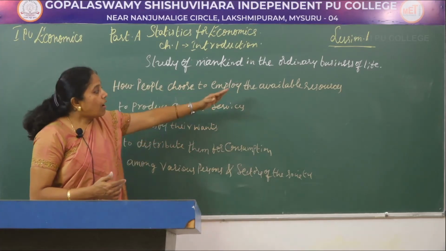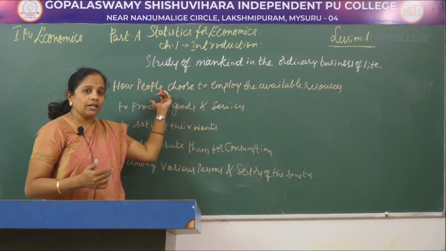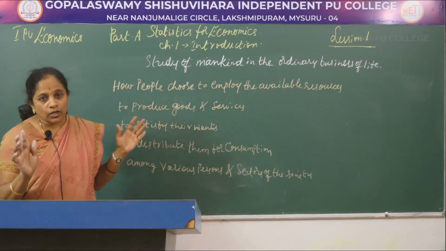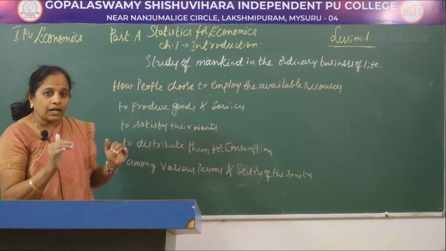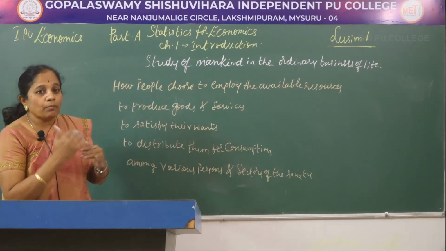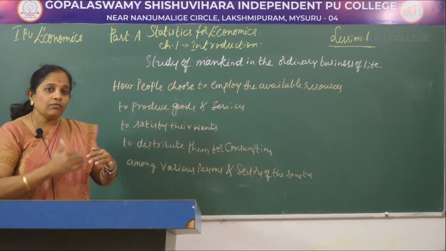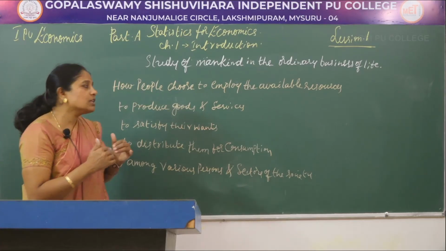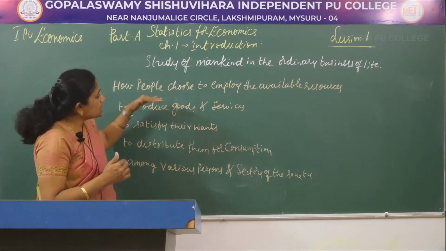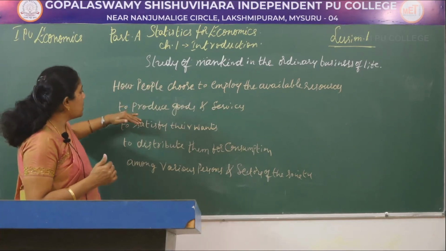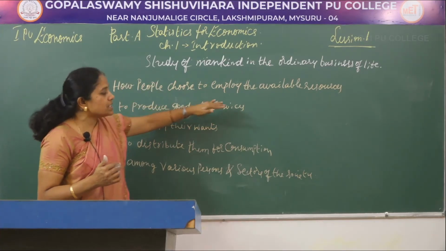So all these resources have alternative uses also. So it is not that it is very difficult to live. It is difficult, but it is made easy because of our employment of the resources in the way which is required to us. So therefore only these resources have alternative uses. So these available resources with their alternative uses are made to produce goods and services.